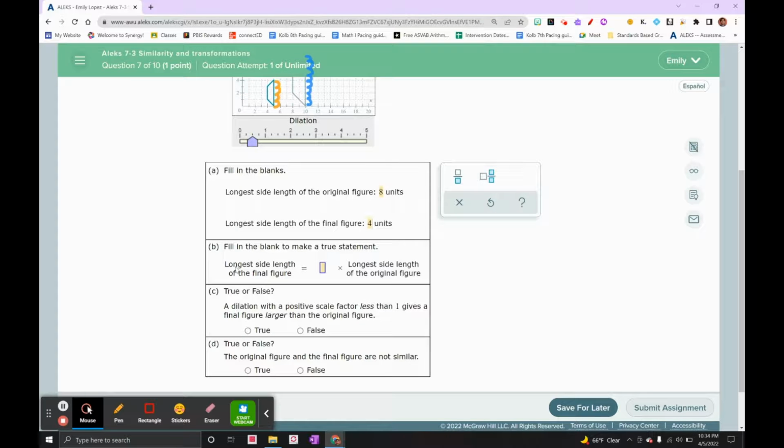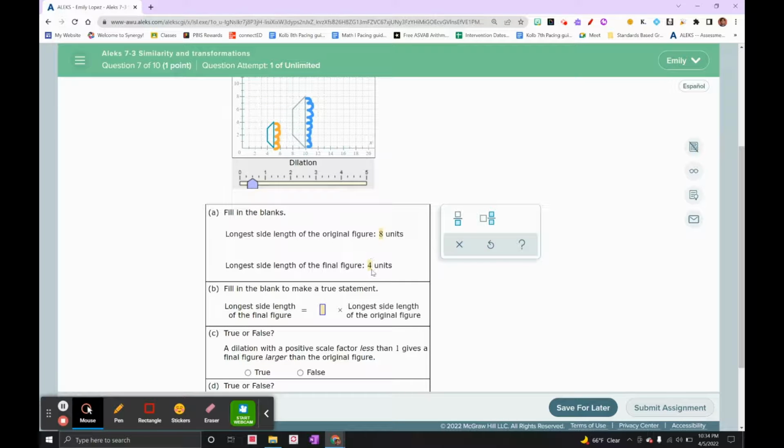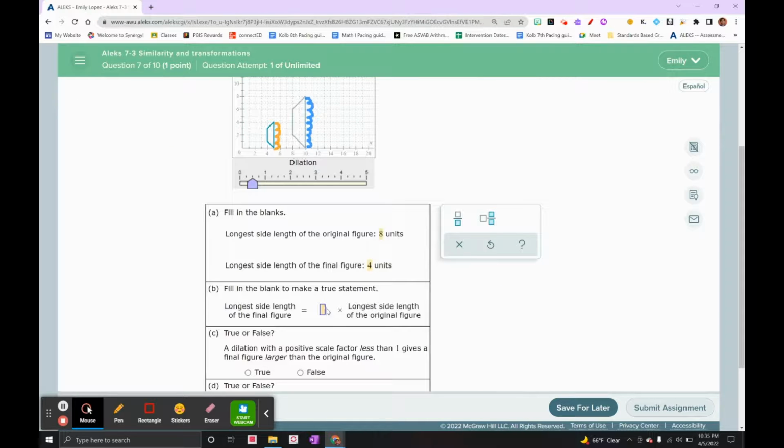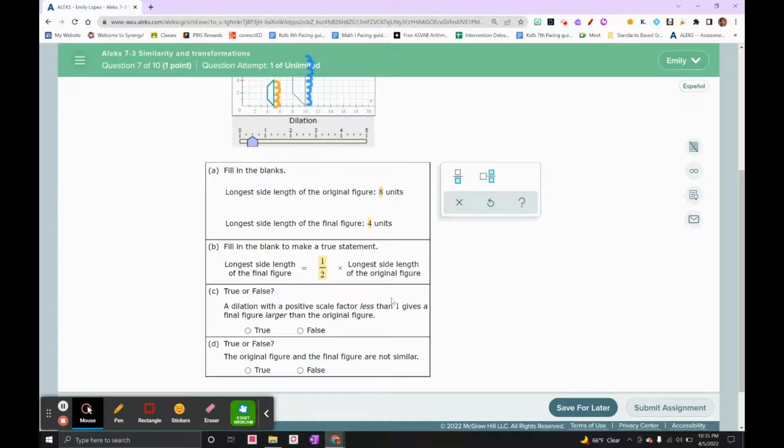Fill in the blank to make a true statement. The longest side length of the final figure is equal to something times the side length of the original figure. So the original was 8, it goes down to 4 because you divide by 2, or a different way to say it is times 1/2. So times 1/2 is the answer. A dilation with a positive scale factor less than 1 gives you a figure larger than the original figure.